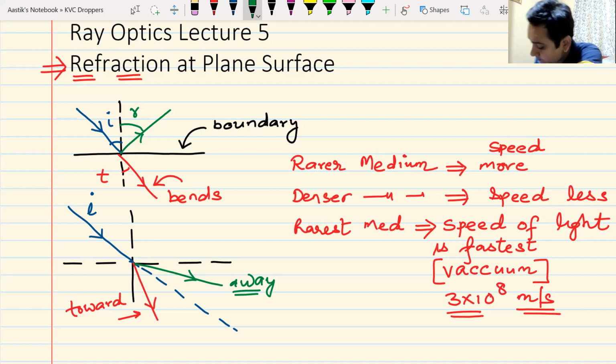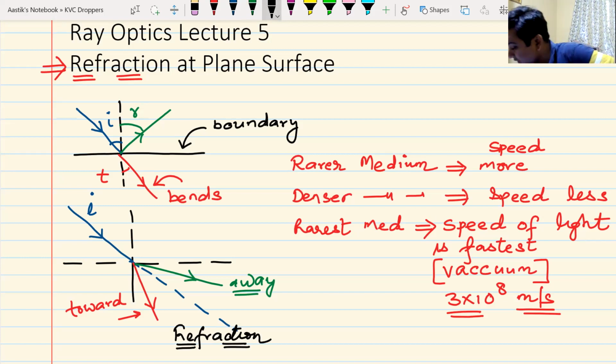This phenomenon, when light travels from one medium to another and bends, is known as refraction. Whether it bends towards or away, we will see that; it depends on the medium. But this bending of light when traveling from one medium to another is known as refraction.